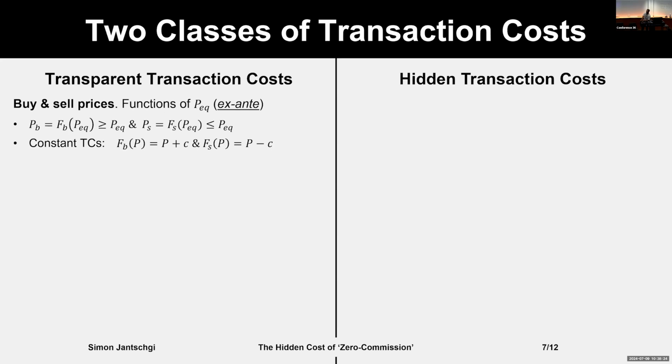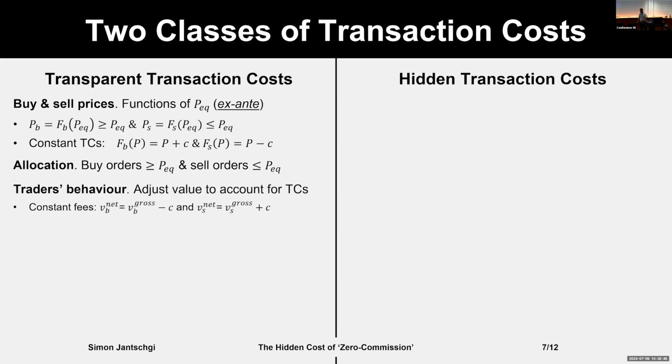Now, in the paper, you can allow for more general functions which simply need to be analytically well behaved in terms of continuity and monotonicity, but all of the results will hold for any such transparent transaction costs. Now the allocation is going to be: I'm going to execute all buy orders that are strictly greater than the equilibrium price and all sell orders that are strictly below the equilibrium price.